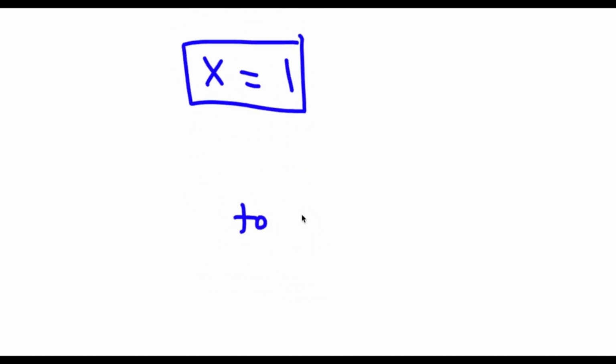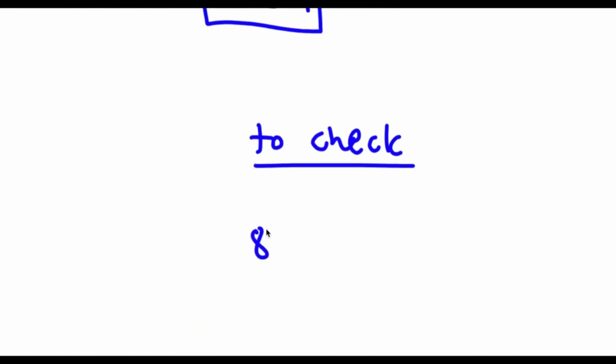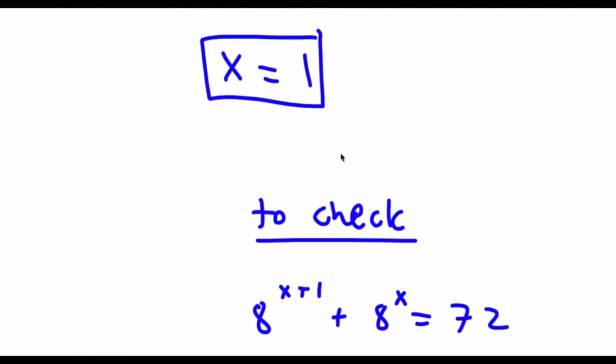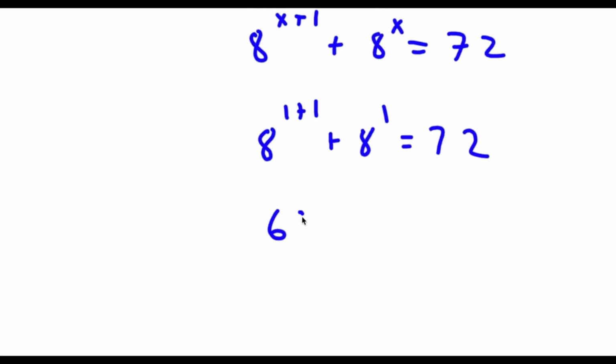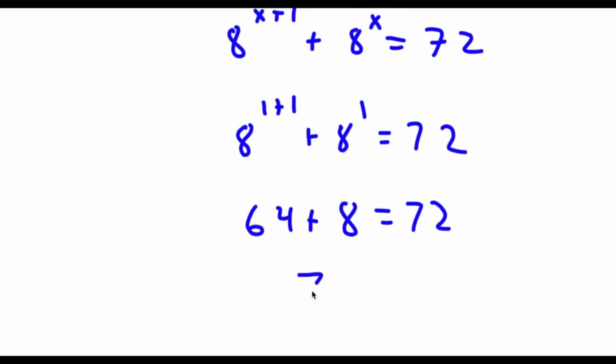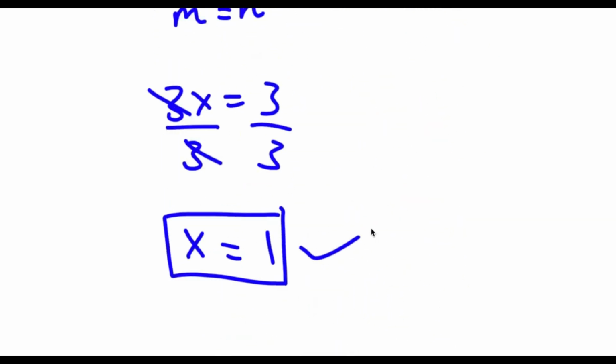So now to check, I have 8 to the power of x plus 1 plus 8 to the power of x is equal to 72. I know that x equals 1, so I have 8 to the power of 1 plus 1 plus 8 to the power of 1 is equal to 72. 8 to the power of 1 plus 1 is the same thing as 8 to the power of 2, which is 64, plus 8 to the power of 1 is 8, is equal to 72. 64 plus 8 is 72. So if 72 is equal to 72, and because this is right, my solution is right.